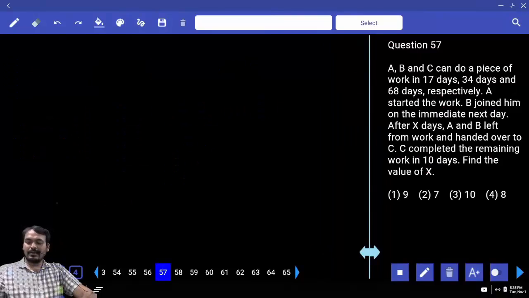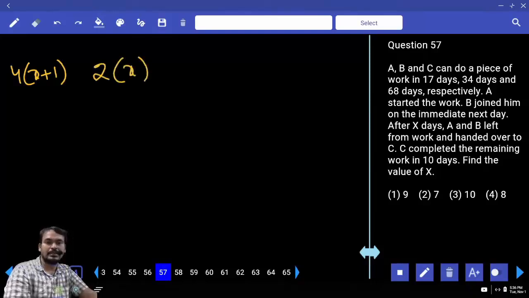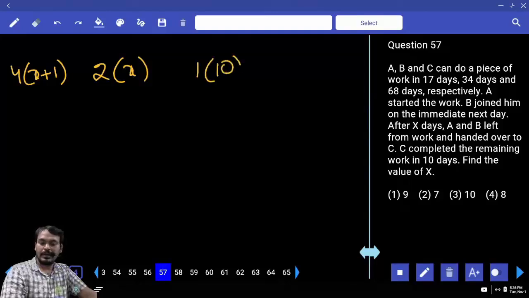A started the work, B joined him on the immediate next day. Means B worked on it for X days, A worked on it for X plus 1 day. Okay. A's efficiency is how much? 4. He worked on it for X plus 1 day. What is B's efficiency? 2. He worked on it for X days. What is C's efficiency? 1. He worked on it for 10 days.